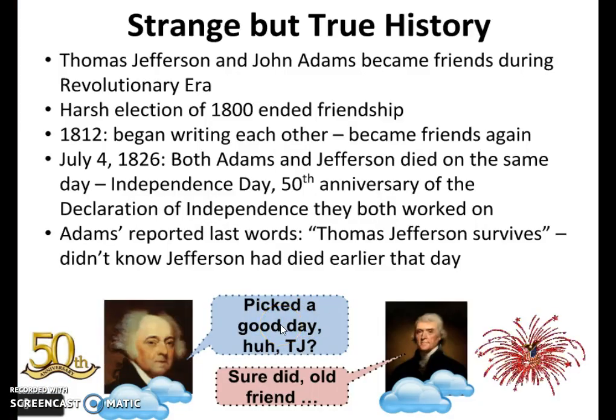And we're going to end this unit with a little bit of strange but true history. We talked about how Thomas Jefferson and John Adams had been friends during the Revolutionary era, but when they went against each other in the election of 1800, that harsh election ended their friendship. But in 1812, at the urging of their wives, they began to write each other again, and they renewed their friendship.